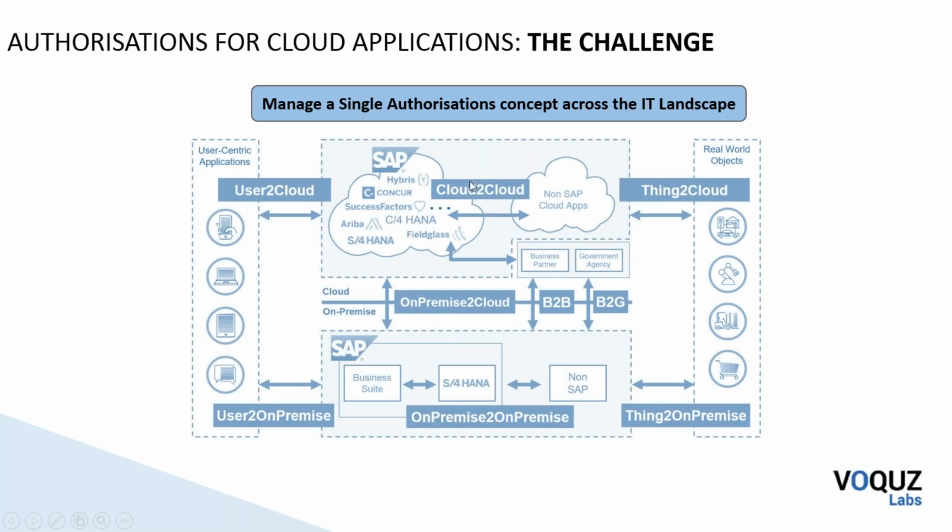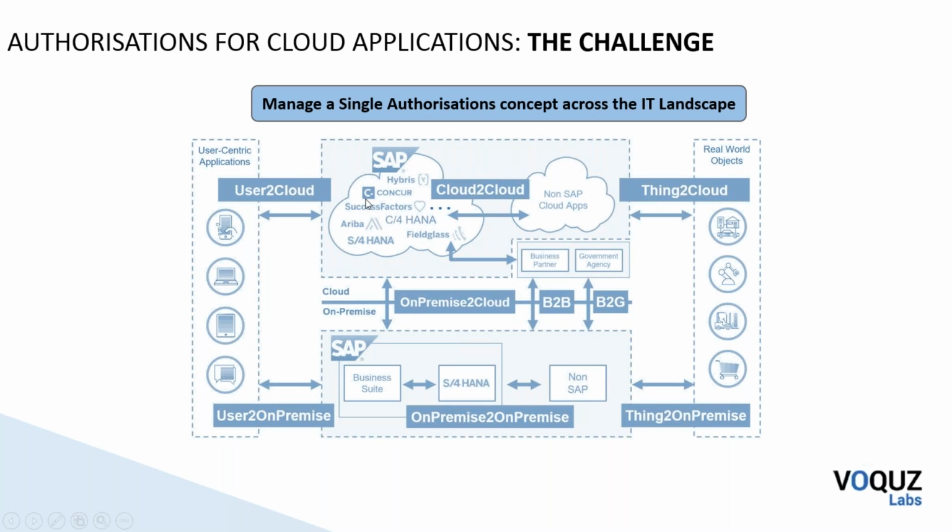You may even have a cloud-based solution that could be S/4HANA as well, plus a whole lot of new cloud-based applications from Hybris, Concur, SuccessFactors, Ariba, C4HANA, Fieldglass, and then you also have a whole lot of non-cloud-based SAP applications. And on top of that, you have real-world objects in the IoT space, robotic process automation, e-commerce, etc. And you have some user-centric applications, cell phone devices, tablets, PCs, chats, etc.